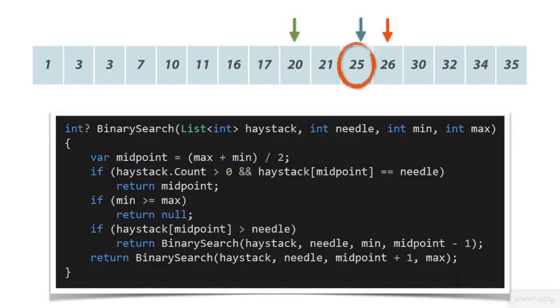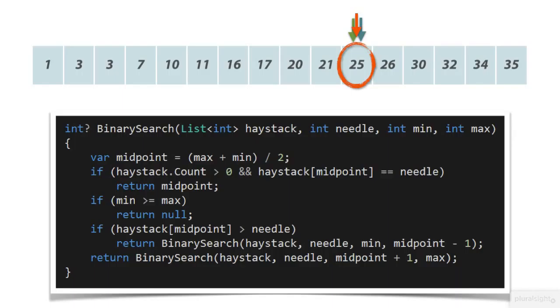A new midpoint is calculated. 21 is smaller than 25, and thus we move the lower boundary to the right of the midpoint. Notice that the lower and upper boundaries now point to the same element. The midpoint is therefore also the same element, and in that we find the needle, namely 25.